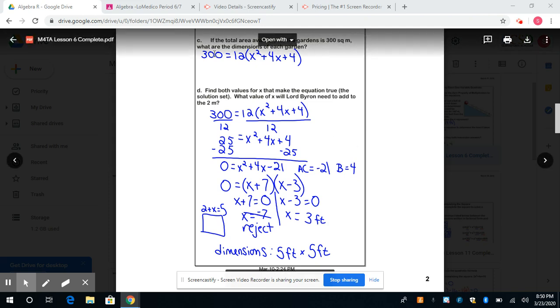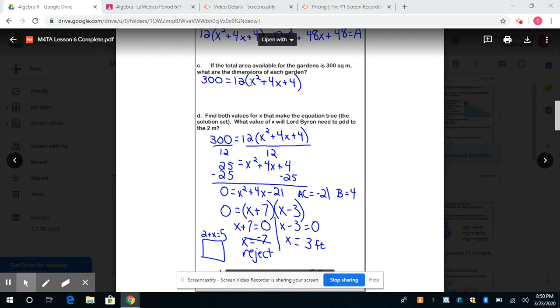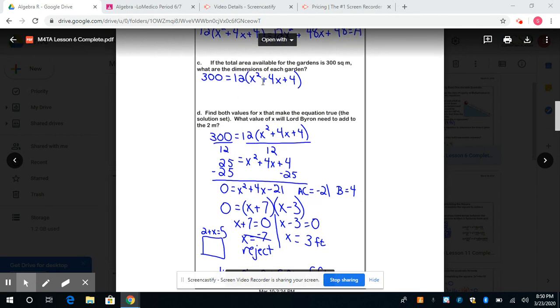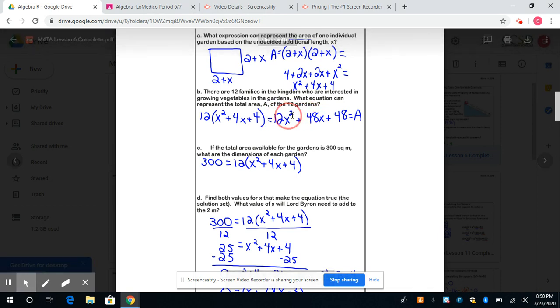All right, and then for part C and D, it says if the total area available for the gardens is 300, what are the dimensions for each garden? So basically, we have this equation already. Let's see, where can I do this? We have this equation already for the area, right?